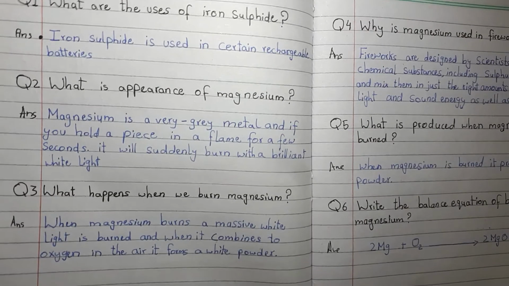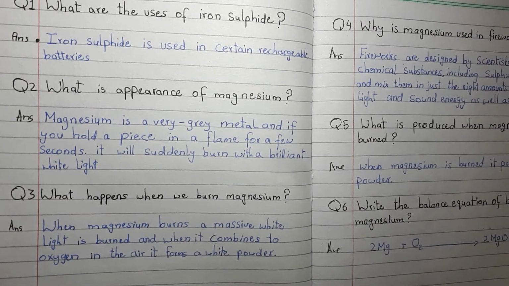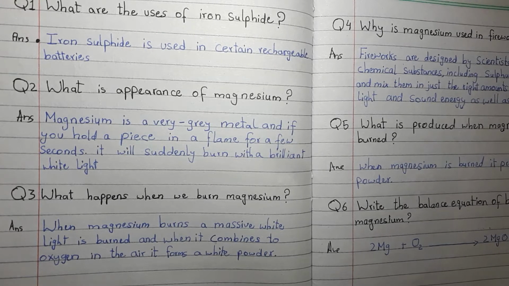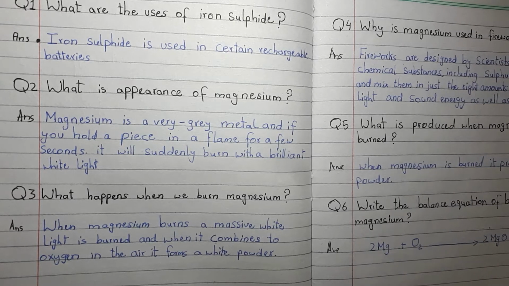Question number 3, what happens when we burn magnesium? When magnesium burns, a massive white light is produced, and when it combines with oxygen in the air, it forms a white powder.